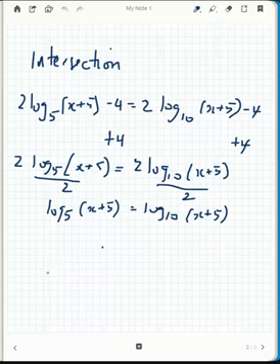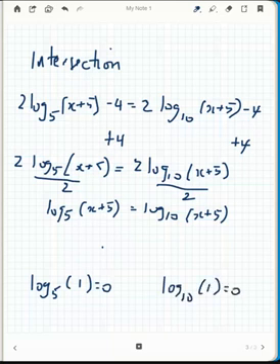Well, really, they can only equal each other when the answers are 0. So I know that log base 5 of 1 equals 0, and I know log base 10 of 1 equals 0. So that's when they will be equal. So this equals 1 when x equals negative 4, and this equals 1 also when x equals negative 4.